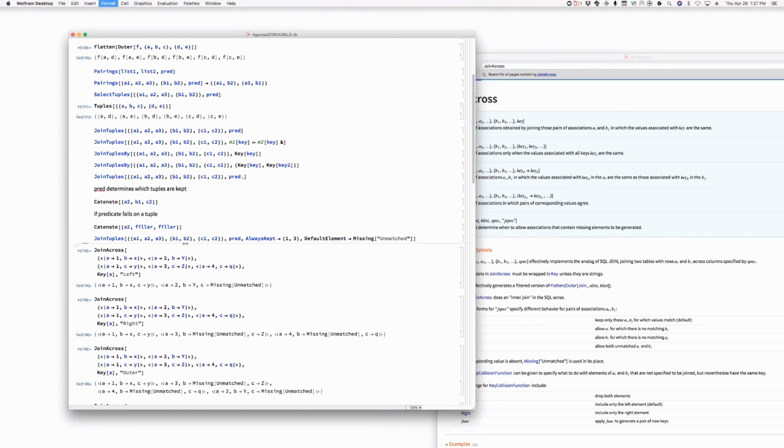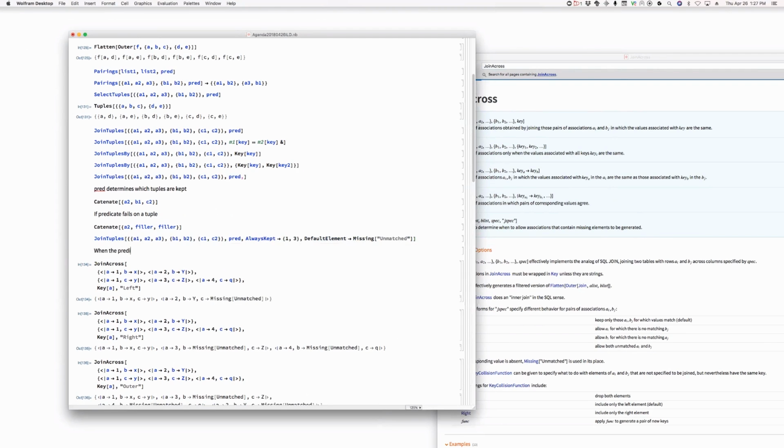I'm thinking that this specification is not enough, because you could say always keep 1, 2, 3. Is that outer, or is it? I'm not sure, but let's try to understand what it means. When the predicate fails, invent an element on which the predicate would succeed. Is that correct?